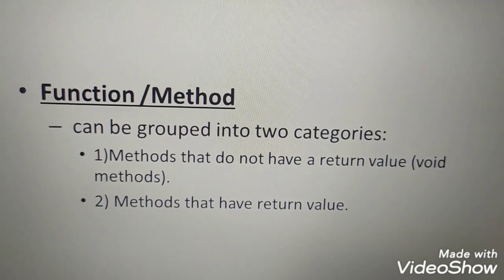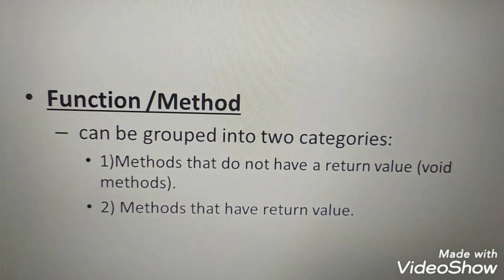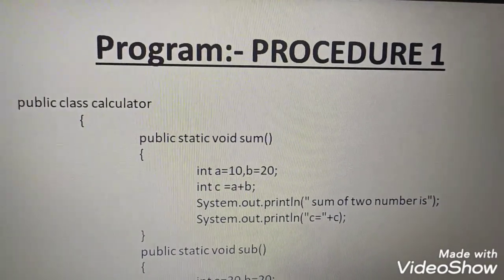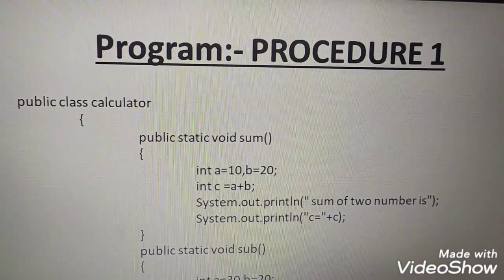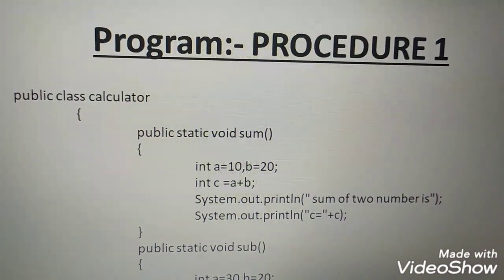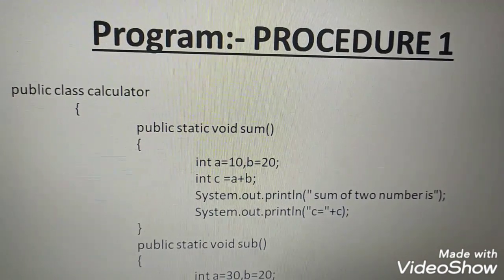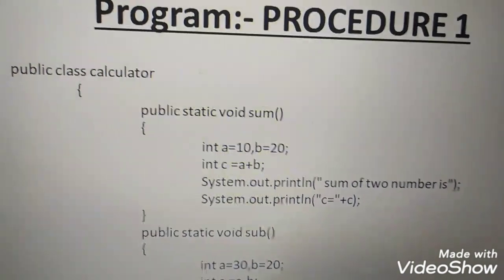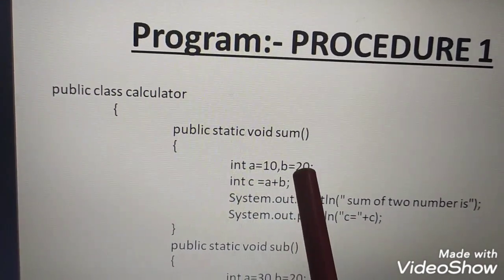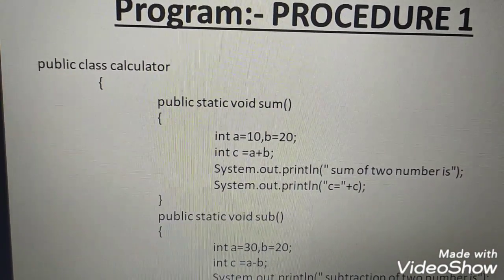And we also discussed three procedures in different ways. Procedure 1 is without argument, and procedures 2 and 3 are with argument. In procedure 1, the method is responsible for creating its own data, that is, the data you are seeing here, a and b, the constant values, which are taken and used in the method, in the sum method and also in the subtraction method.